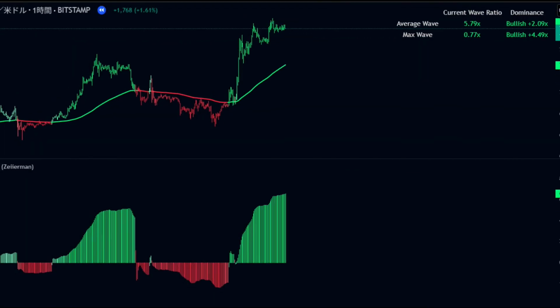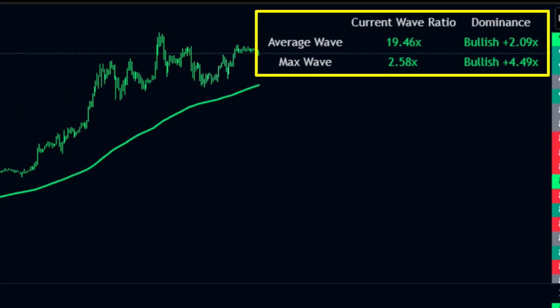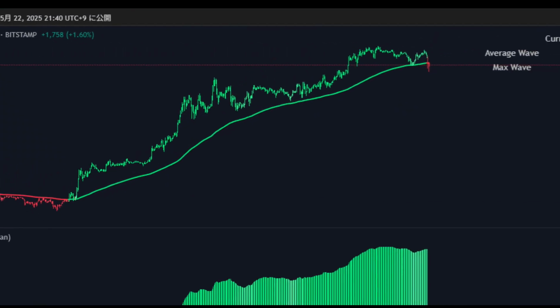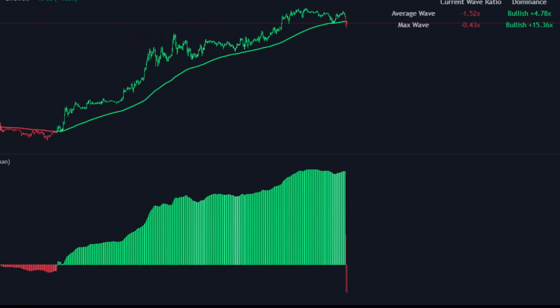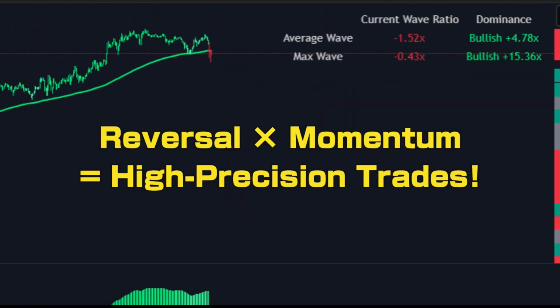3. Market wave info table. Quickly tells you whether the current trend is stronger or weaker compared to the past. This indicator is perfect for reinforcing your entry decisions. By analyzing the market from 3 angles, trend lines, momentum, and wave data, you gain a 3-dimensional view.